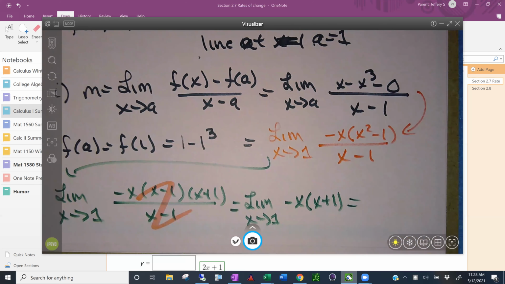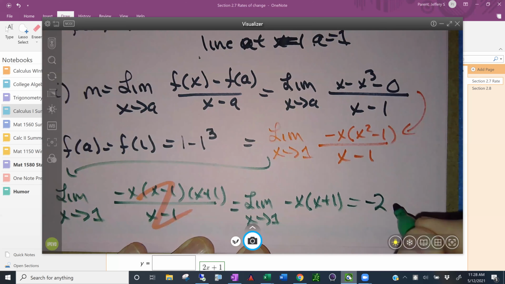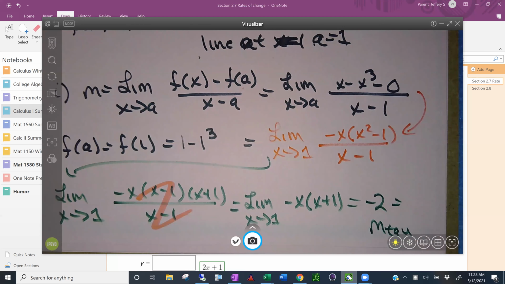What's that limit? Or how could you evaluate that limit? Plug in 1. So a chorus of voices there. Thank you so much. Plug in 1, you get negative 1 times 2. That looks like negative 2. And that's the slope of the tangent line. So I'll call that m tan, slope of the tangent line. Nice.